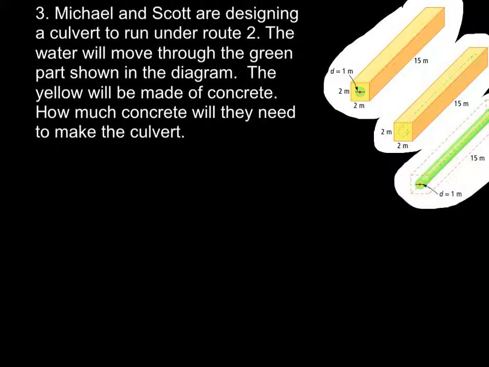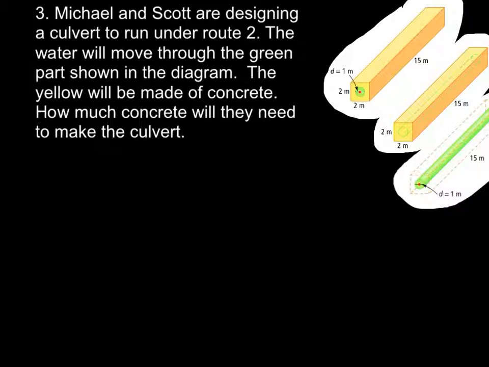All right, our last example, example number 3, reads, Michael and Scott are designing a culvert to run under Route 2. The water will move through the green part that's shown in the diagram here, and the yellow, this part, will be made out of concrete. So how much concrete will they need to make the culvert?